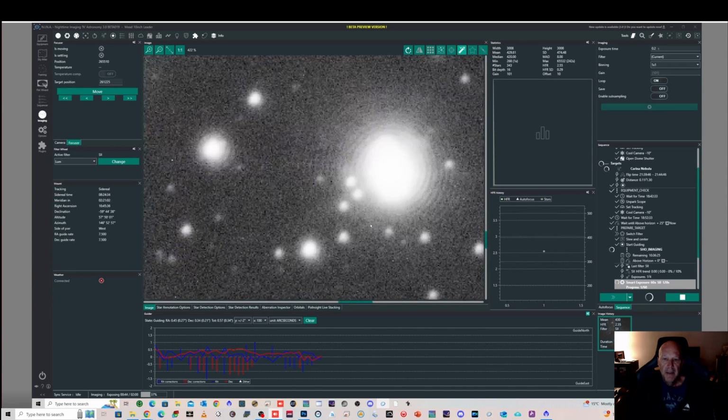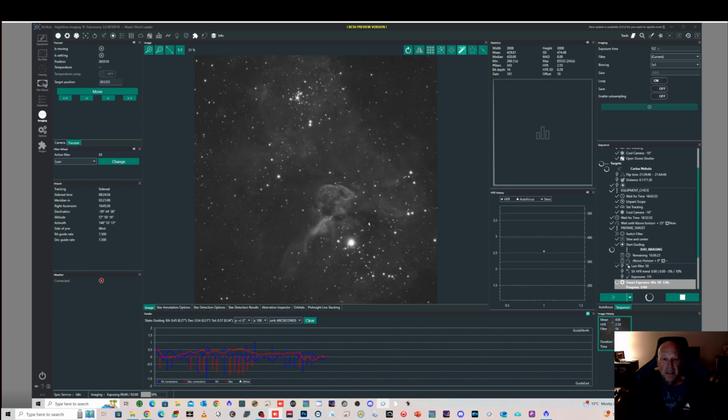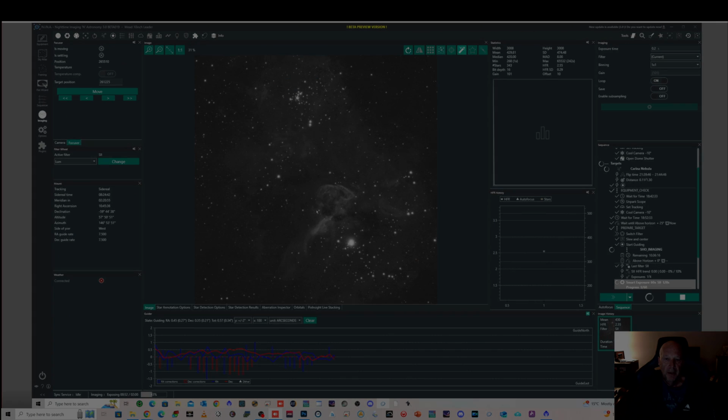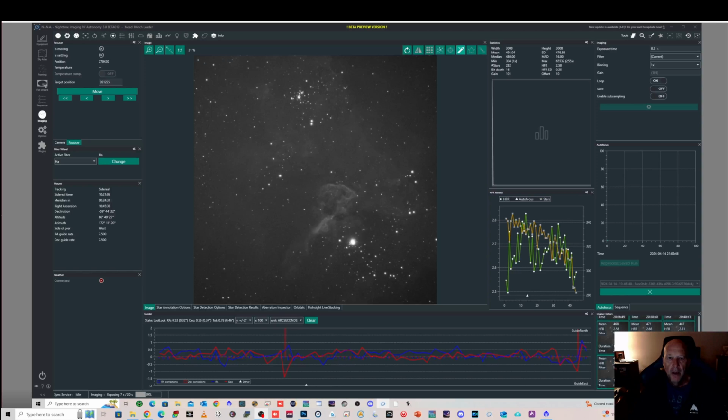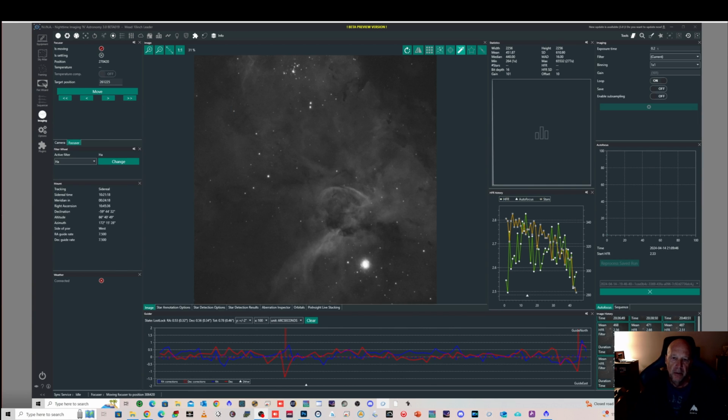But anyway, we'll just keep going. And yeah, it's a very bright target. So, you know, 2 minutes is more than enough, I think, on this. Okay, I'm just going to do a focus run on HA and then take some really short exposures. I think it's going to have to be a second or less than a second because it was obviously quite bright even in the focus run. So it's going to have to be pretty quick.